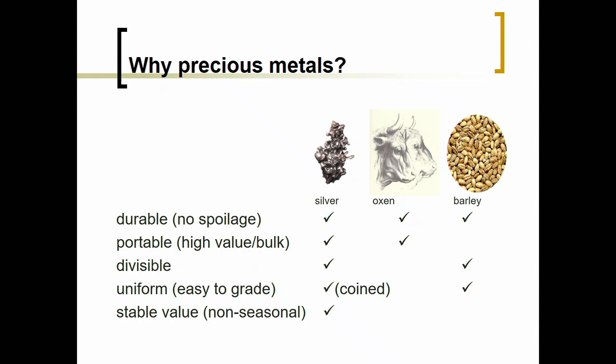So initially, precious metals served as currency for a couple thousand years. There's 5 key characteristics that make something good money. The first is something that's durable, with no spoilers, so you can save money over time. You can purchase something not just today, but next week, next month, next year.